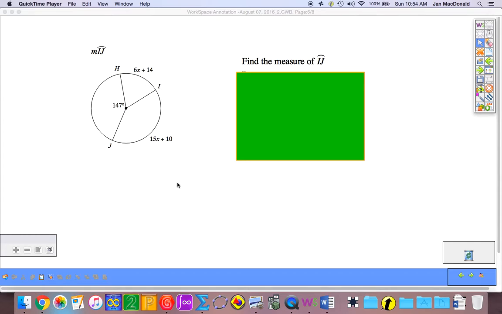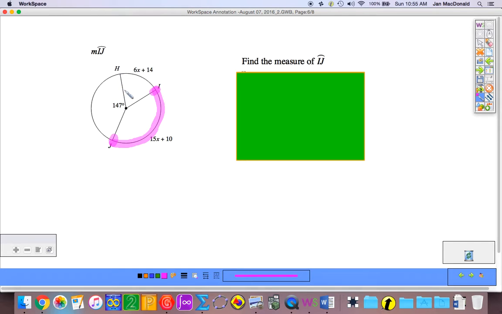Let's do an example that allows us to use our Algebra 1 skills to find the measure of an arc. In this problem, we're going to find the measure of arc IJ. Arc IJ is given by the algebraic expression 15x plus 10. We've been given a central angle here of 147 degrees. We know that this central angle is equal in measure to its intercepted minor arc, HJ.